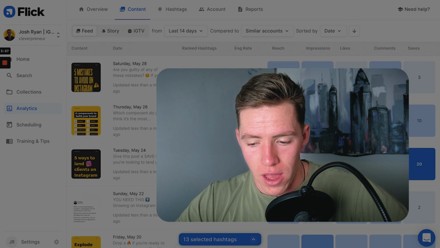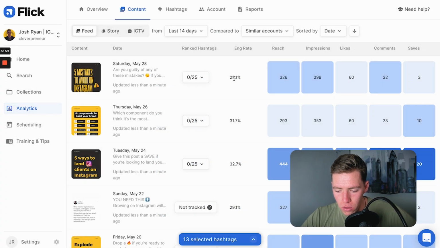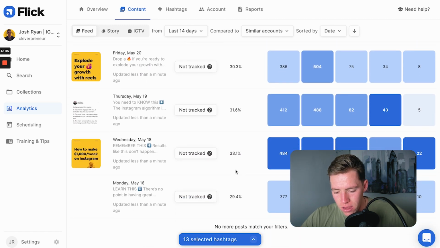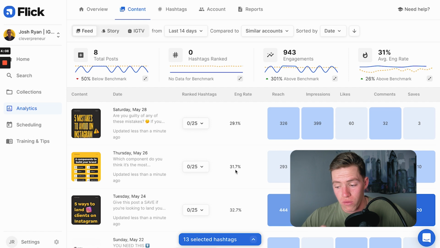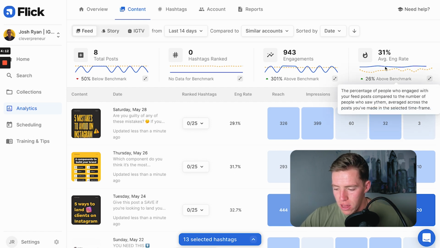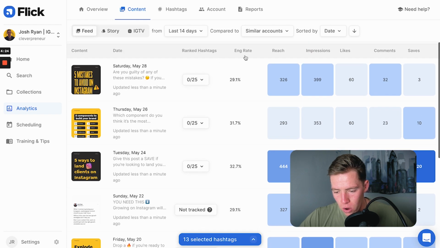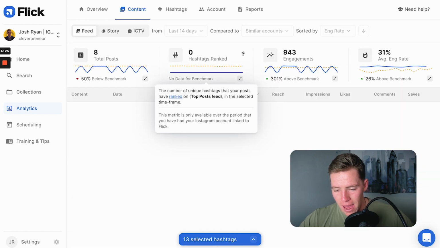But looking at the percentage of people who actually see it, comparing it to the engagement, is a really, really helpful stat. So I can see that my most recent post has 21.9%, then 31.7, 32.7, like in the high 20s, early 30s, which is really, really good. As you can see over on the right, 31% engagement is 26% above the average for accounts this size. I will say as your account gets larger, you probably get a smaller number. But what this allows me to do is find out what content is catching the most engagement.